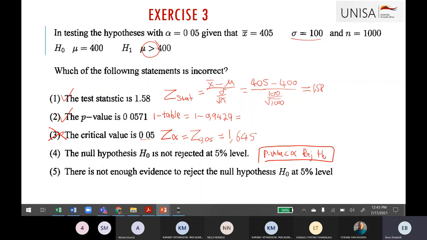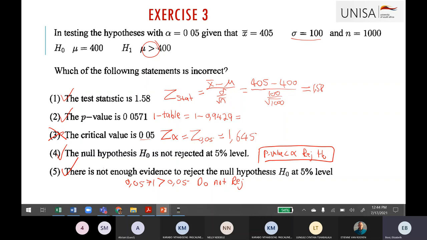So now let's test that rule. What is our p-value? Our p-value is 0.0571. And what is our alpha? Our alpha is 0.05. Therefore, our p-value is greater than alpha. And when it's greater than, we do not reject the null hypothesis because there is not enough evidence to reject it. So that is correct, because step number four says we do not reject. That's the correct answer. And step number five is just the decision that we're making, that we're not rejecting the null hypothesis.